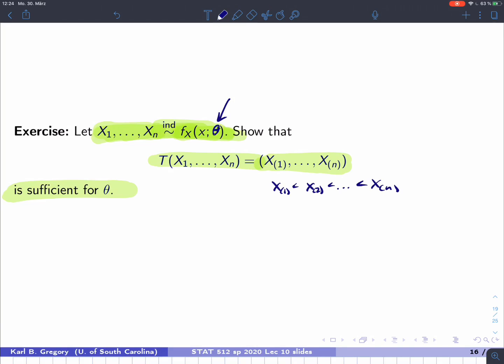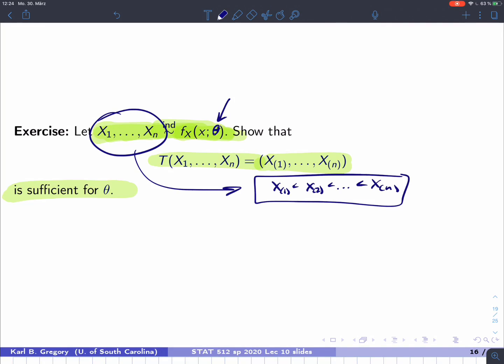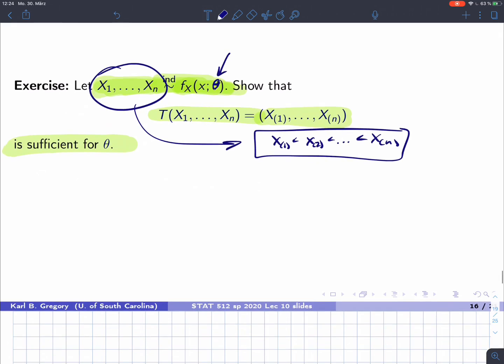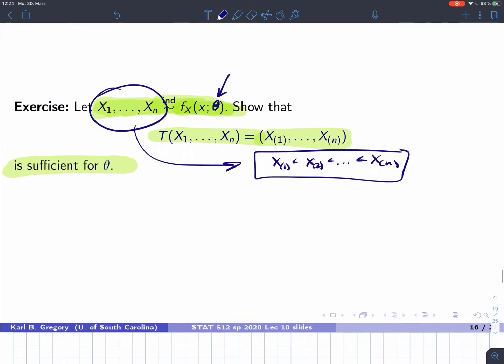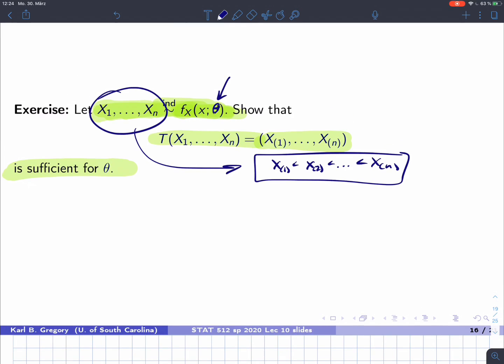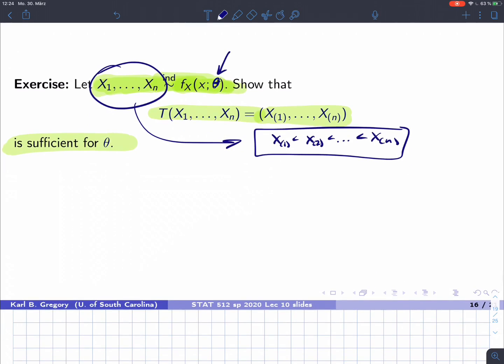It seems kind of silly. I mean, if I take my x1 through xn and I just sort them, obviously I'm not losing any information about any parameter because I'm keeping all the original information that was in the data. But this is a result that's kind of well known. And if you know it, you can say, well, we know the set of order statistics is sufficient for any parameter. And then you can, I don't know, sound smart.